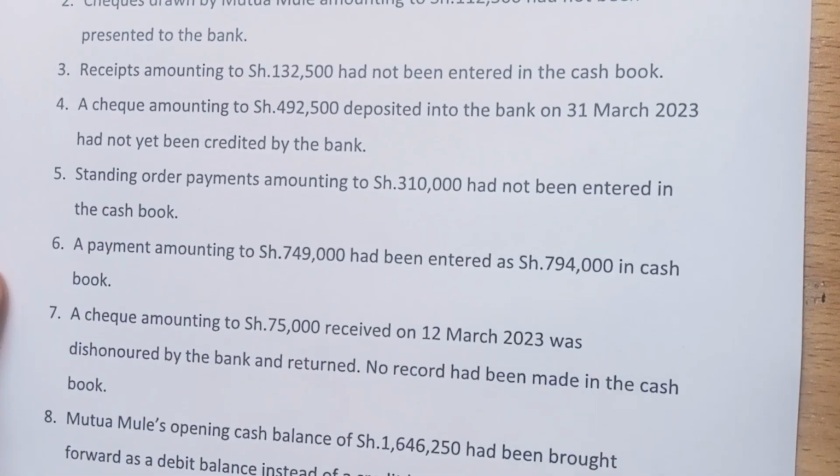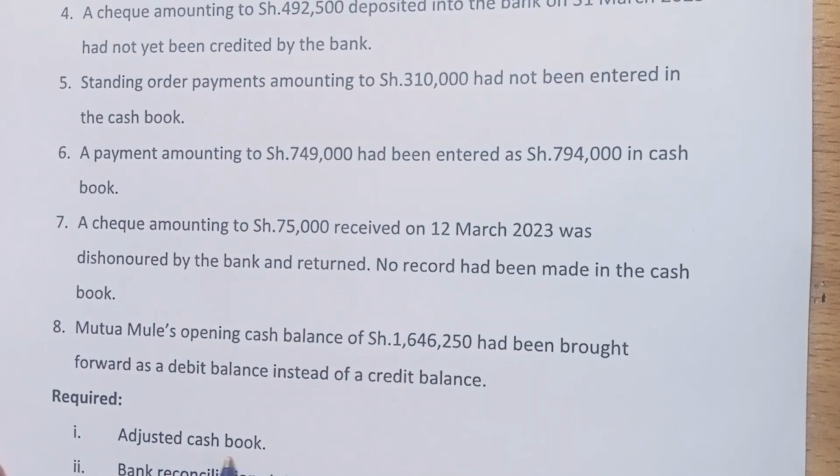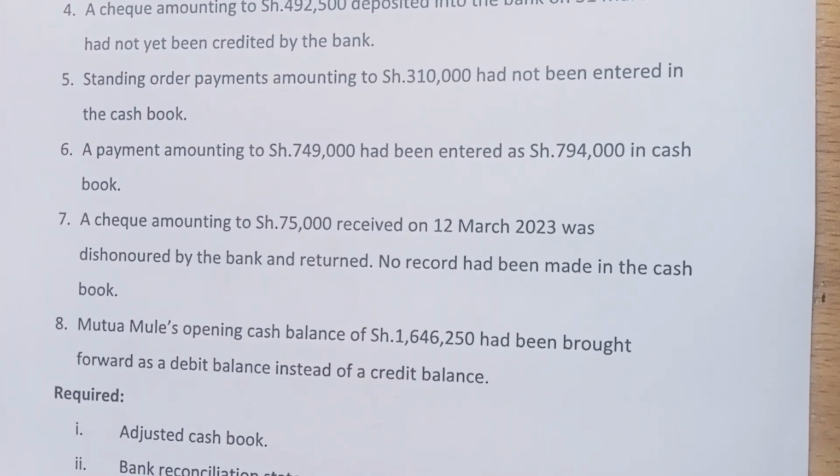Item number 8, and then we are asked to prepare an adjusted cash book, and at the same time a bank reconciliation statement as at 31st March 2023. So for us to be able to prepare a bank reconciliation statement, we need to prepare an adjusted cash book so that we can record the items that ought to appear in the cash book, but they have not yet been entered or captured in the cash book. So in this case, we need to prepare an adjusted cash book.